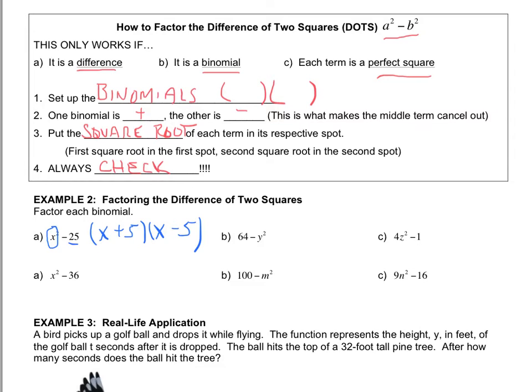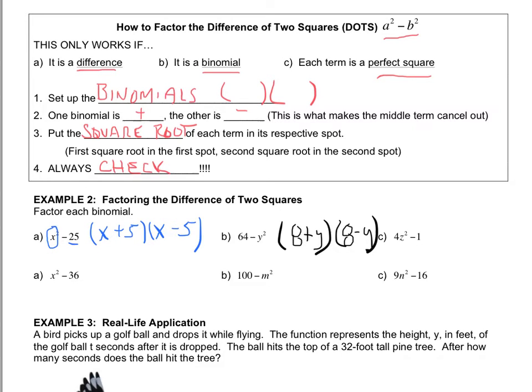So on to the second one. It is a binomial. It is a difference. That tells me that one is positive, one is negative. This time I see the square root of 64 first. So I'm going to put the square root of 64 first. And then the y squared, when I take the square root, is going to go in the back. And again, through my check, the 8y and the negative 8y cancel.